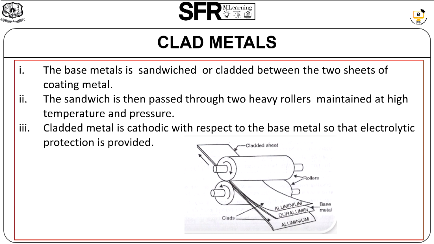Clad metals. A sandwich of two materials is prepared in order to take advantage of the properties of both materials. This technique is termed as cladding. Using this technique, stainless steel is mostly embedded with a thick layer of mild steel, by rolling the two metals together while they are red hot. This technique will not allow corrosion of one surface.